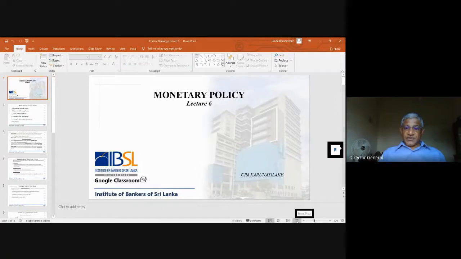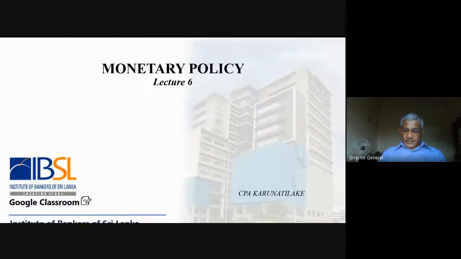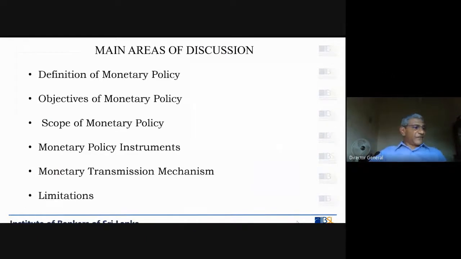So the lecture is monetary policy. First, we will try to understand the definition of the monetary policy. These are the main areas that we are going to discuss today. Sometimes we may not be able to discuss all the topics, because I don't want to make it a heavy lecture for you. I will try to make it as simple as possible. Therefore, it will take some time. First, we'll try to understand what the definition of the monetary policy is. What is the monetary policy? How has it been defined?